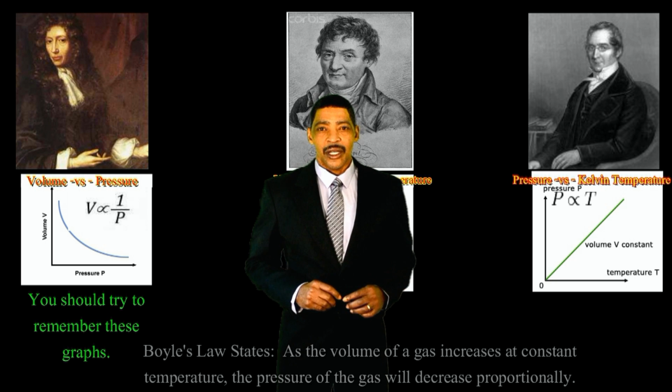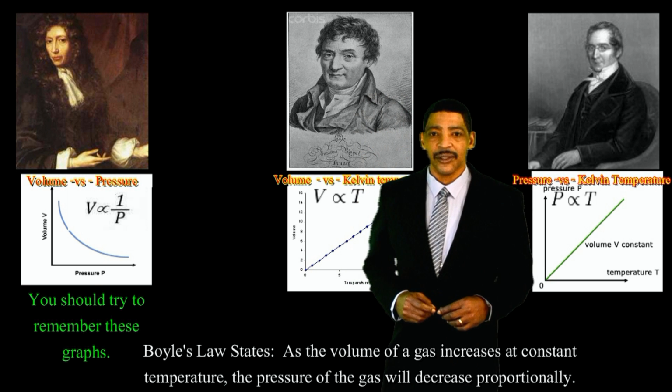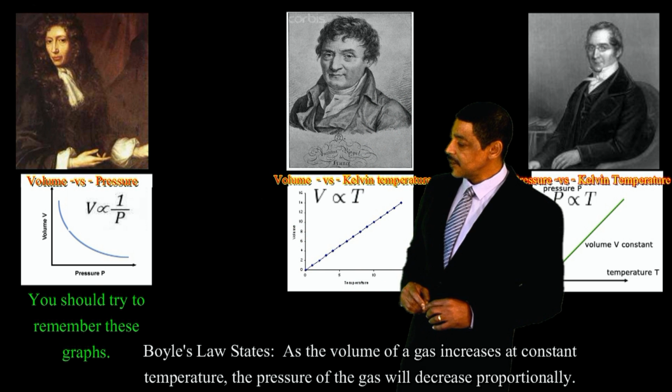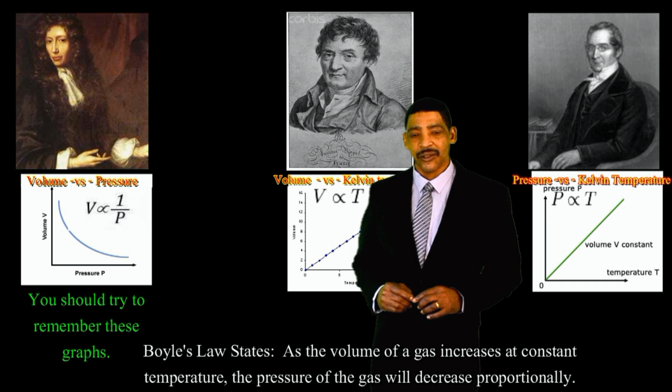According to Boyle's law, the volume and the pressure of a gas are inversely proportional, and this graph represents the relationship between volume and pressure according to Boyle's law.